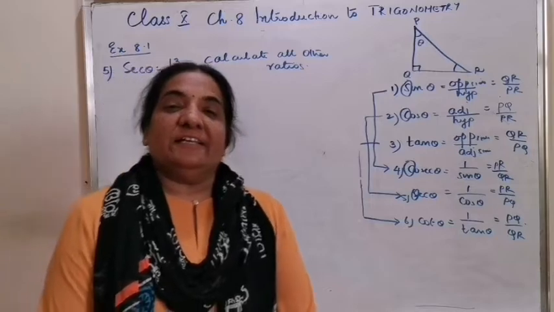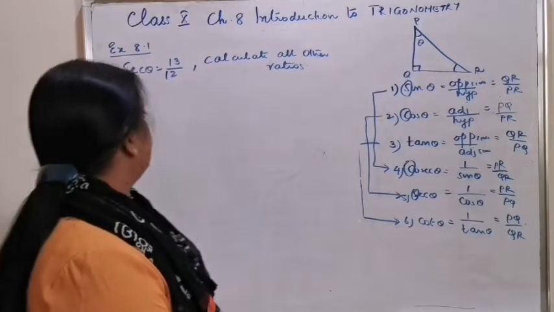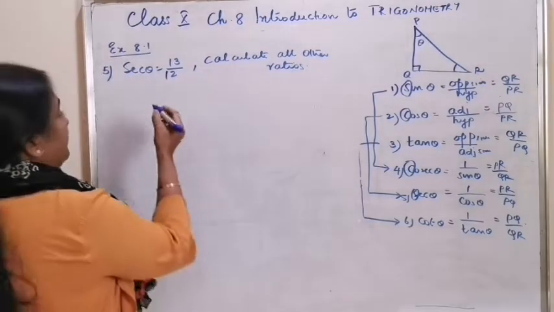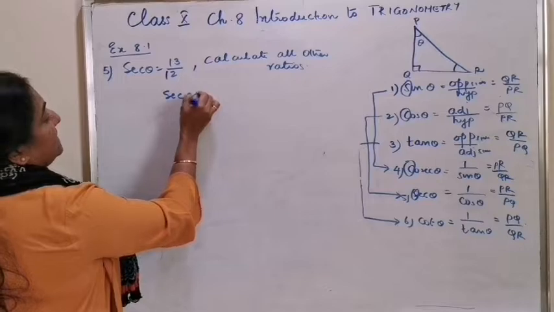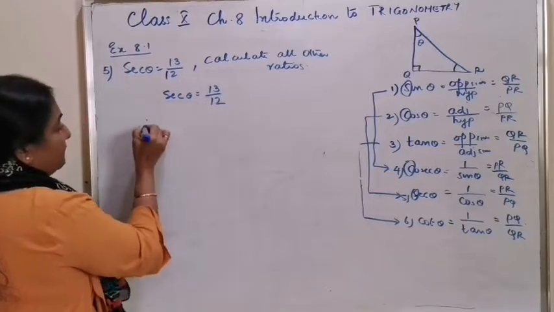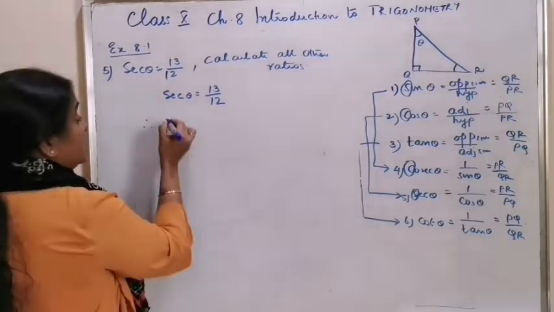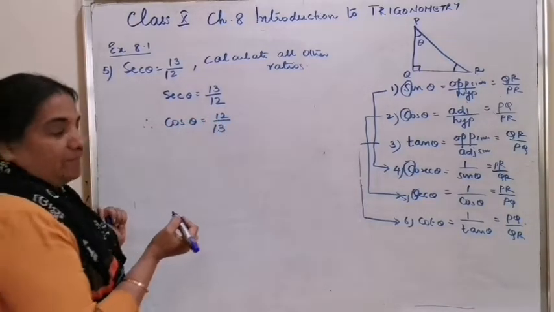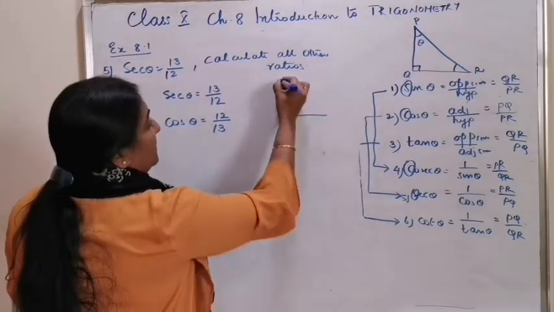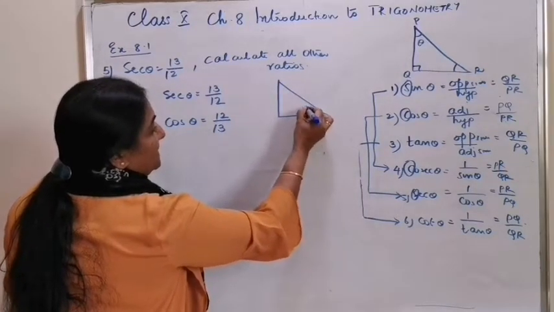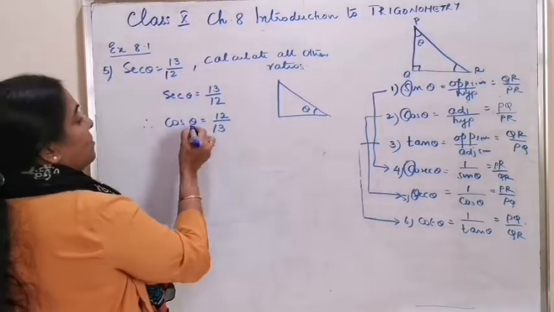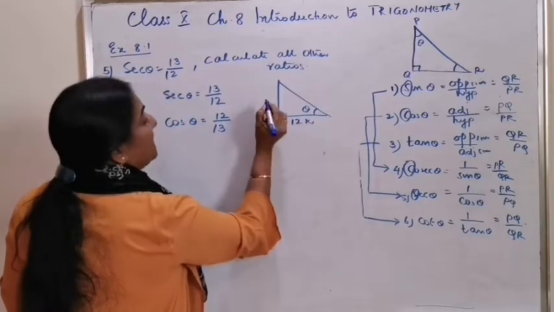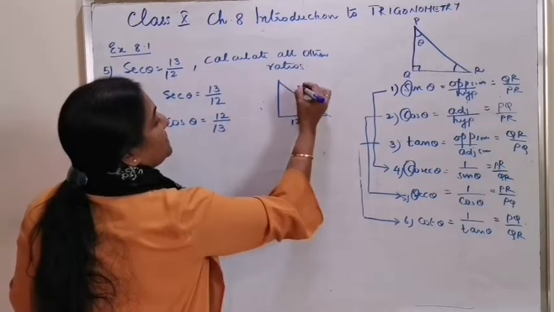Question number 5. If sec theta is equal to 13 by 12, calculate all the other ratios. Same way as I explained to you, sec theta is 13 by 12. Therefore, the reciprocal of sec is cos theta is equal to 12 by 13. You will draw a small triangle. You can mark theta here, and then cos theta is equal to 12 by 13 shows adjacent side by hypotenuse.